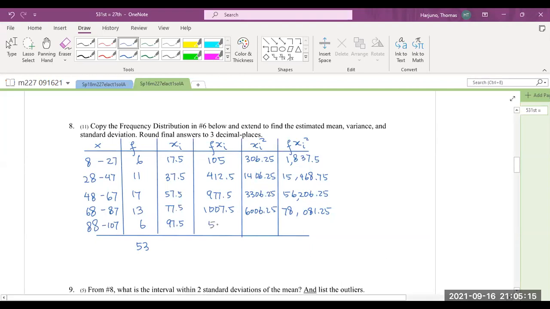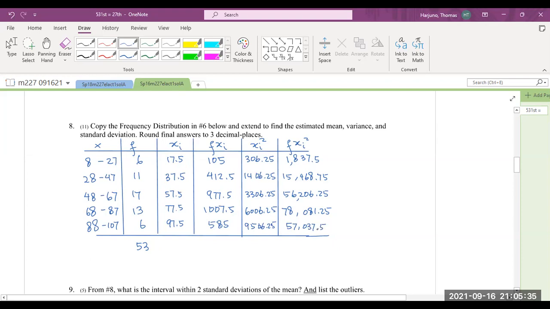It's 585. 97.5 squared is 9,506.25 multiplied by 6. 57,037.5.